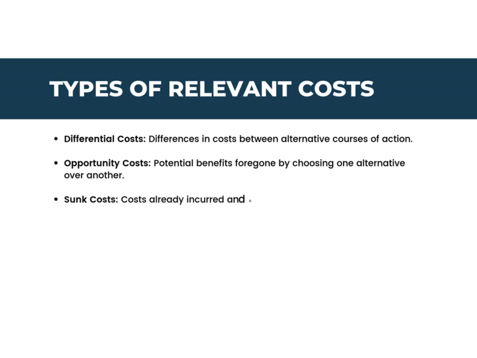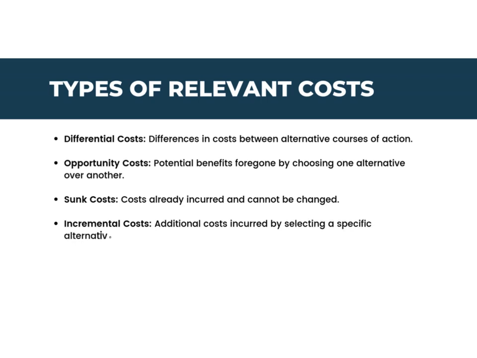For example, using a machine for one project means you lose the chance to use it for a potentially more profitable one. Third, sunk costs. These are costs that have already been incurred and cannot be recovered. Since they won't change regardless of the decision, they should be ignored in the analysis.